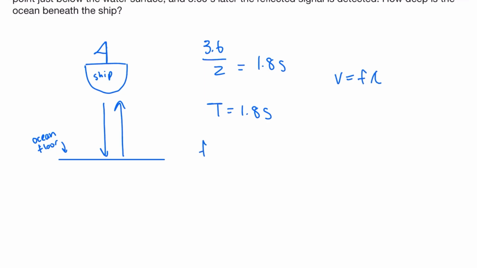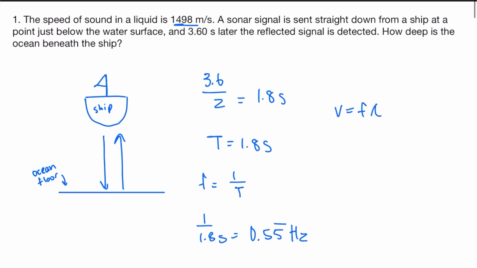So frequency equals 1 over period, so 1 over 1.8 seconds is equal to 0.55 hertz. Now we can put this all into this formula. So 1,498 meters per second equals 0.55 hertz times lambda. So lambda, or wavelength, is going to equal 2,700 meters. And that's our final answer.